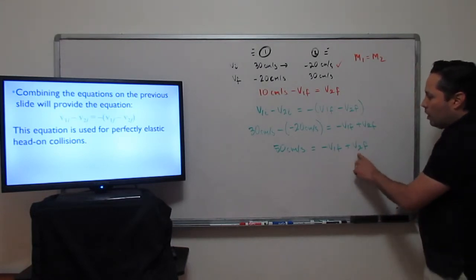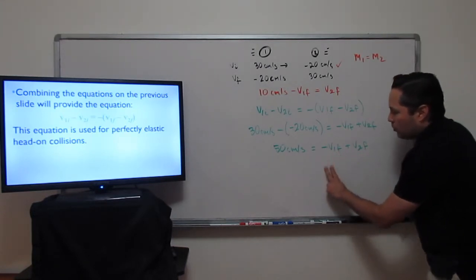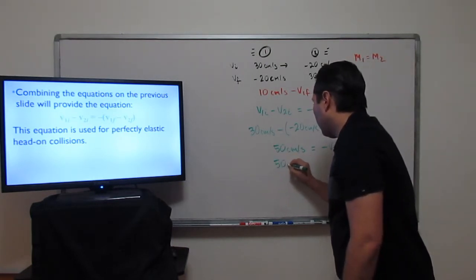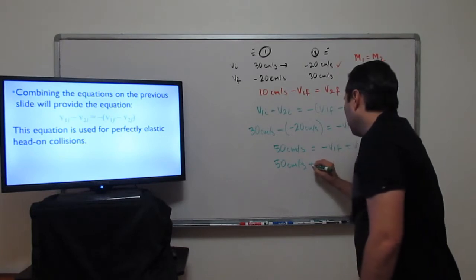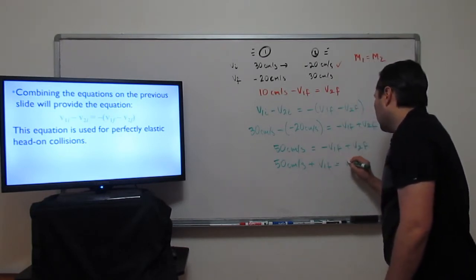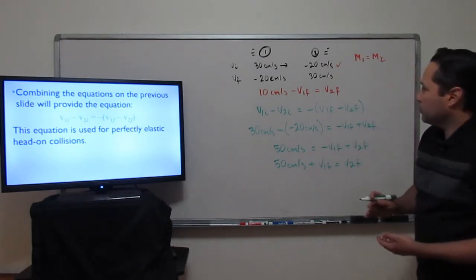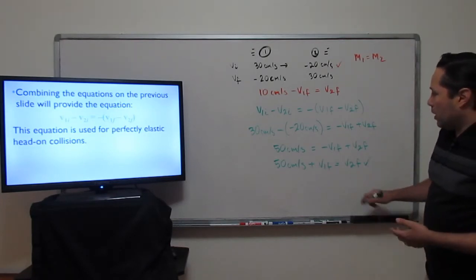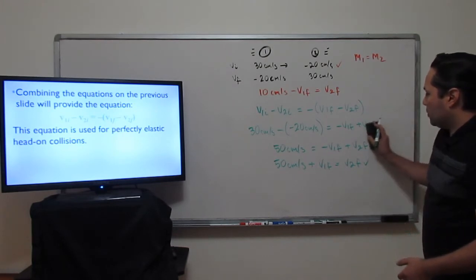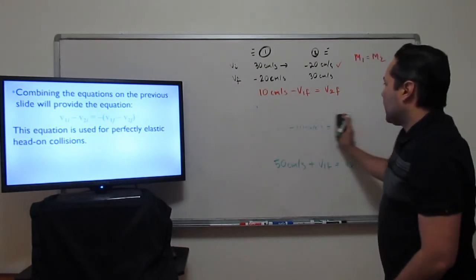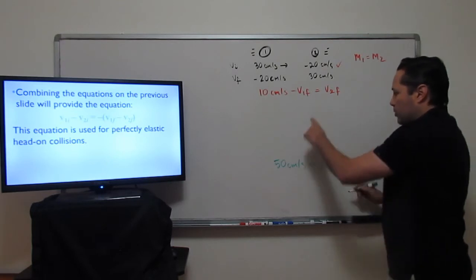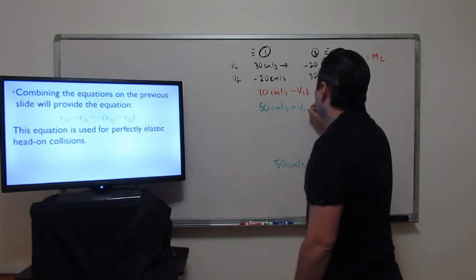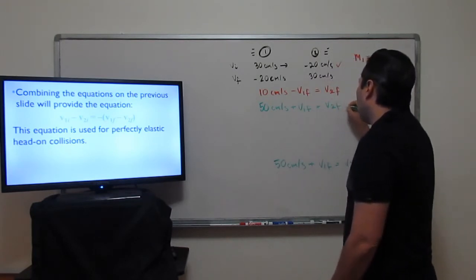Alright, so now I'm going to isolate the V2 again, so I'm going to move the V1 final over to this side, and that's going to give us our second formula. So that becomes positive V1 final equals V2 final. Alright, great. So this is our second formula. Again, I'm going to erase it because I need the board space, and I'm going to rewrite it right next to my first formula. So it's going to be 50 centimeters per second plus V1 final is equal to V2 final.